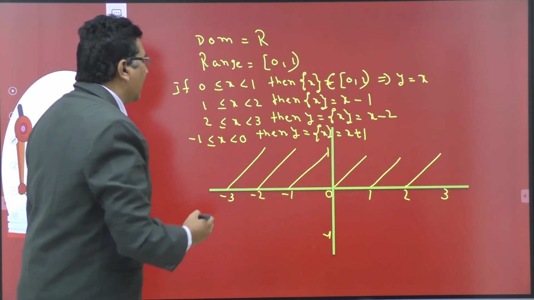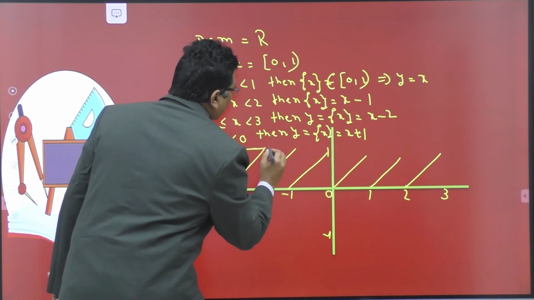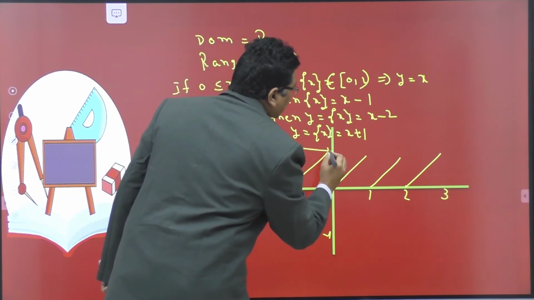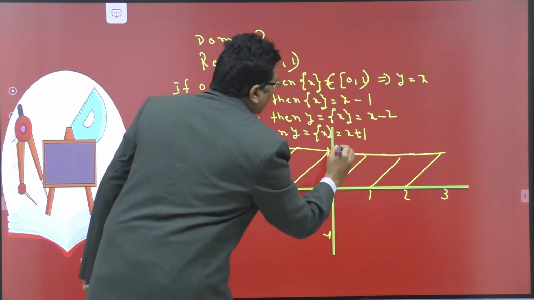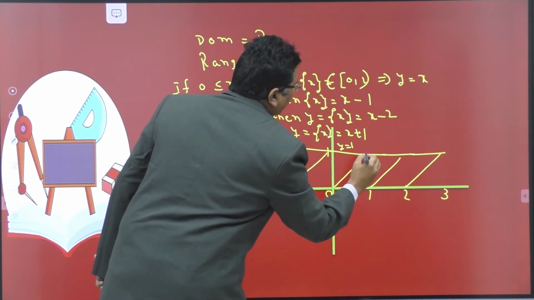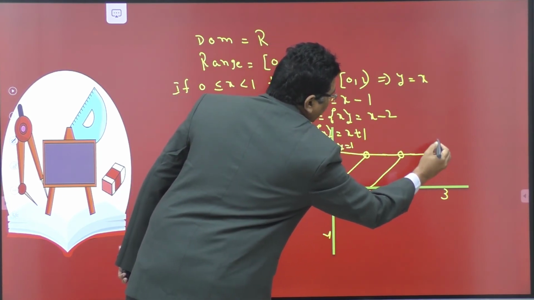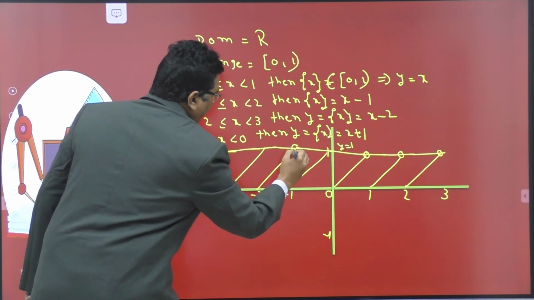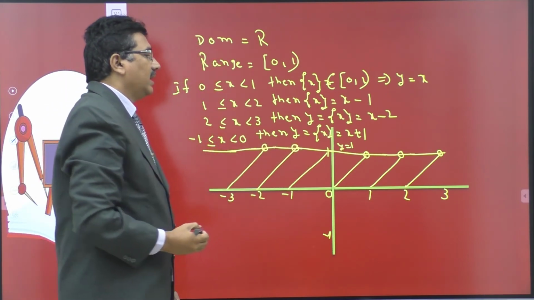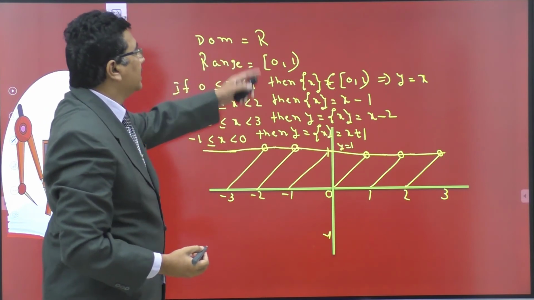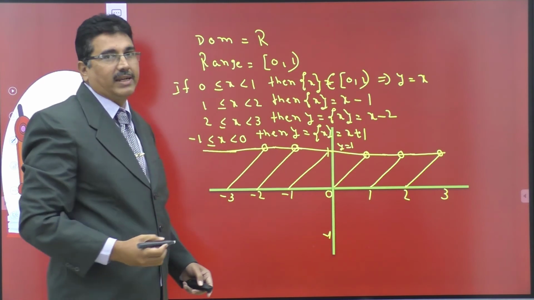This graph is always less than 1. This is y is equal to 1. The graph is always less than 1. Right. So, domain is R and the range is the closed interval 0, 1.